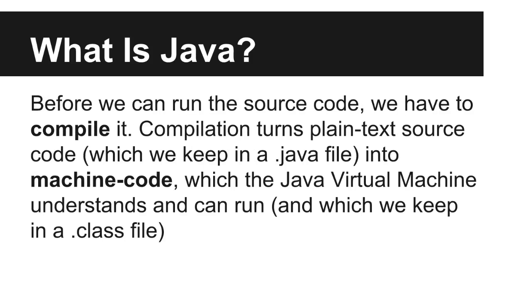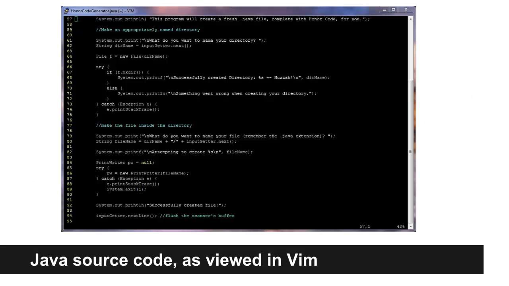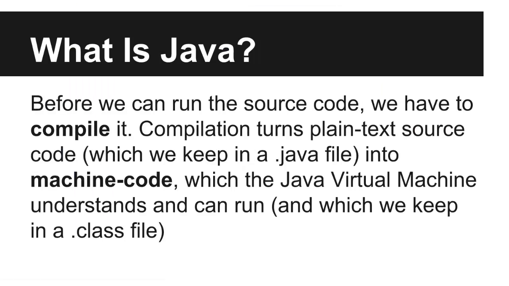Now, but before we can run the source code, and the source code is stored just as plain text that looks just like this, just a regular text file, we have to compile it, which then turns it from plain text into machine code, which we can't really understand, but which the Java virtual machine understands and runs, and which we keep in a class file.